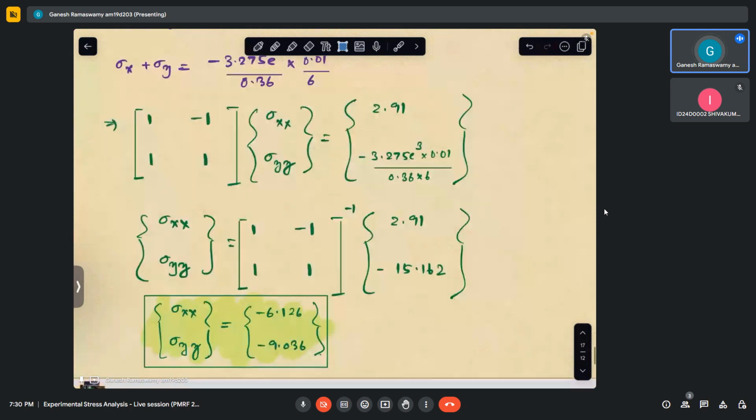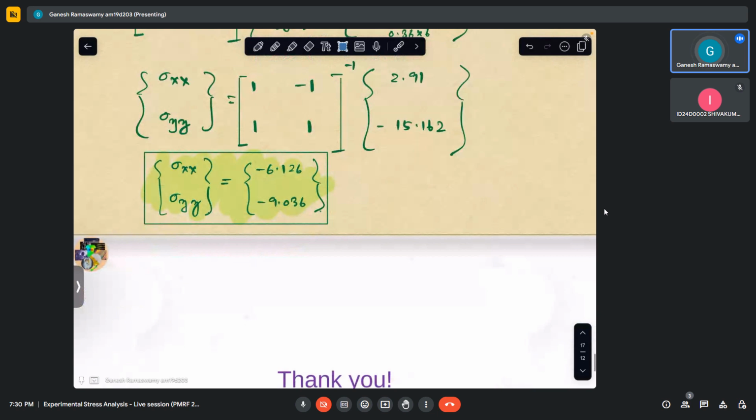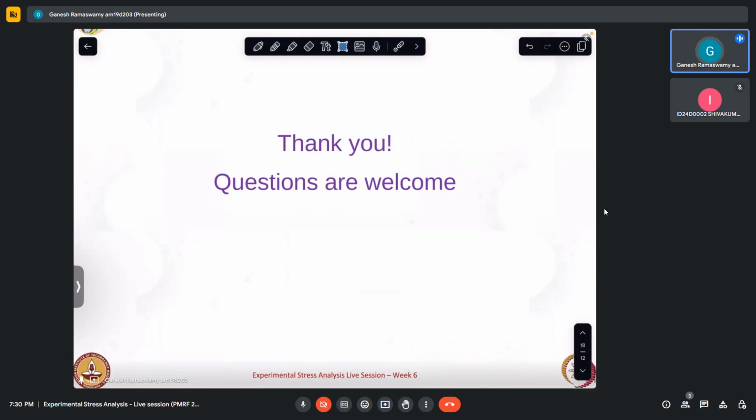I hope that is clear. So we have essentially been able to separate out the stresses with our photoelasticity and out of plane displacement measurement. So anyway, with this I have run out of questions. If there are any other questions that you have, I am happy to take them now.